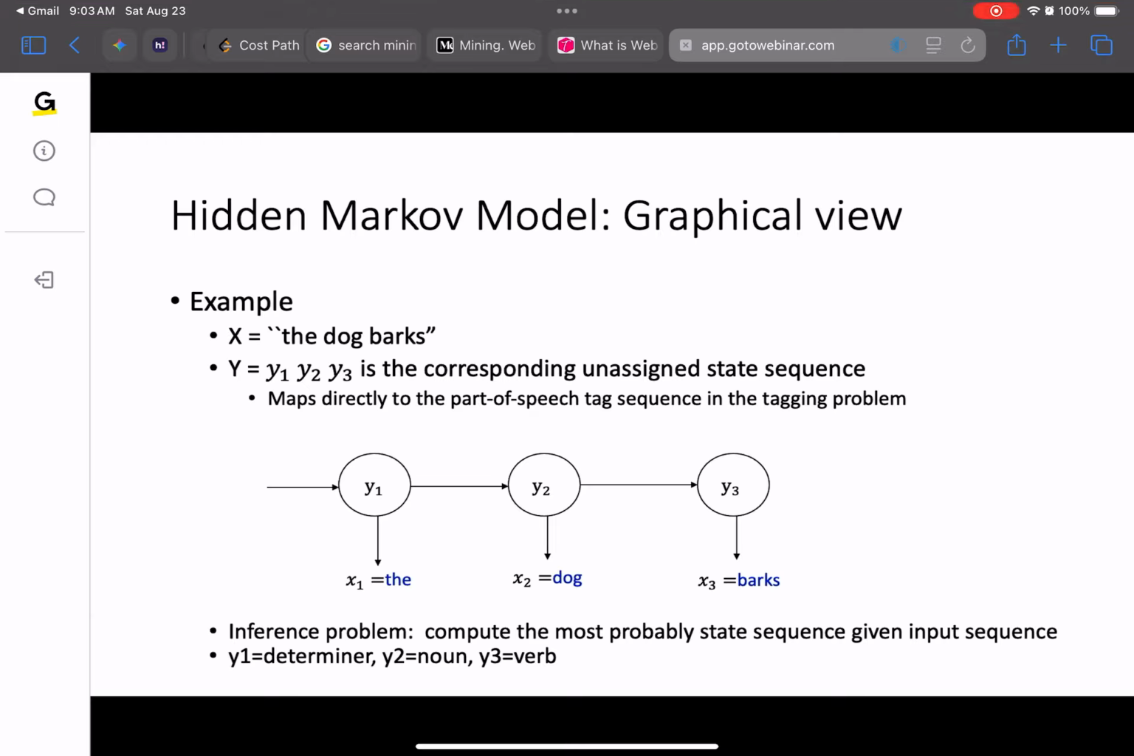In this example, the dog barks. The corresponding POS label sequence is y1 equal to determiner for the word the, y2 equal to noun for the word dog, and y3 equal to verb for the word barks.